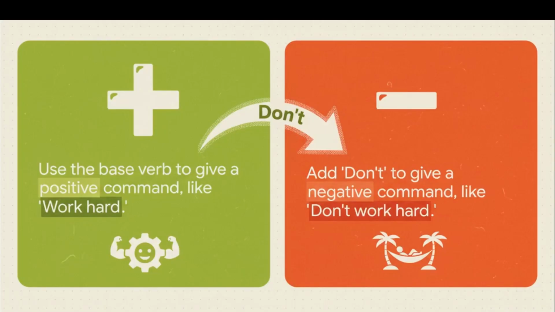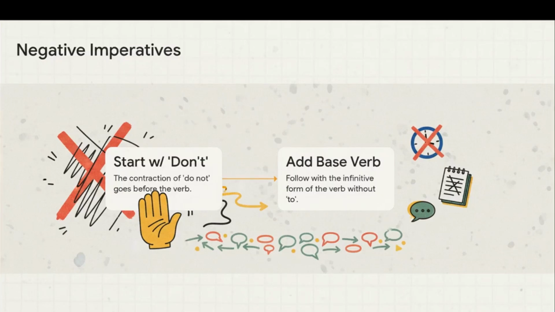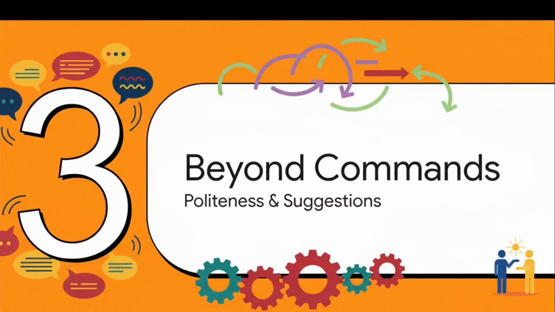Now check out how simple it is to flip a command from positive to negative. If you want to tell someone not to do something, all you have to do is add one little word right at the beginning. So the formula is just this simple. You start with don't, which is just short for do not, and then you tack on the base verb. For example, don't forget or don't be late. It's the same simple, consistent rule every single time. So easy to remember.